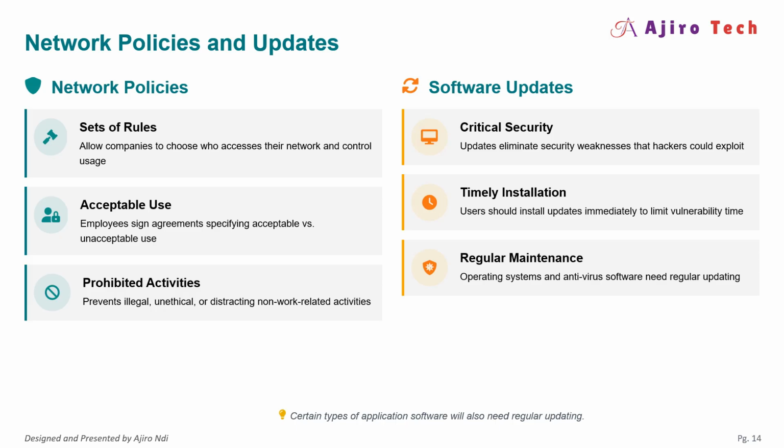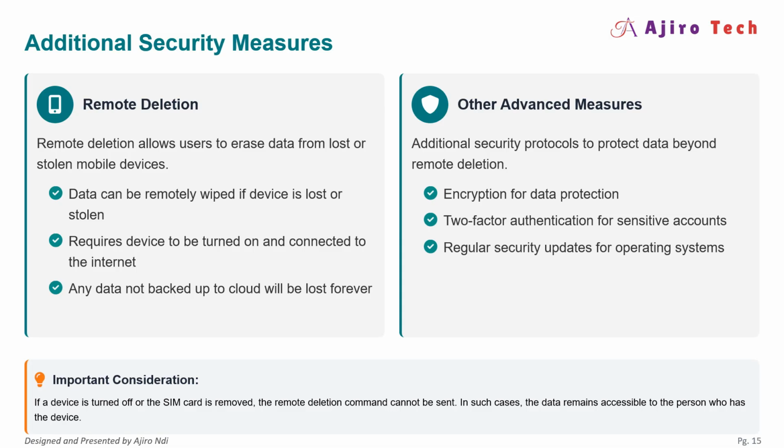So these things are very, very important. Certain types of application software would also need regular updating. So what are those other measures? Other measures are, let's talk about your devices. Now, what happens if your device is stolen?